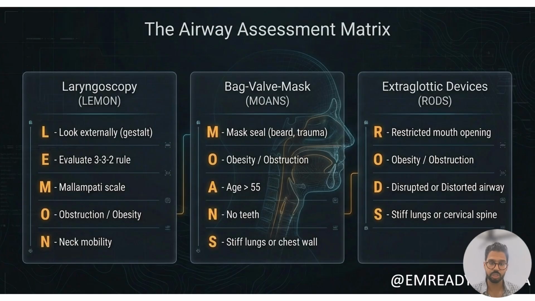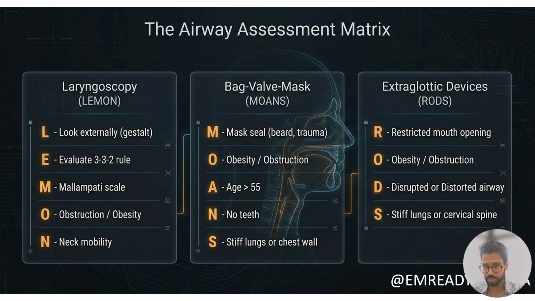So again, laryngoscopy for intubation, we're looking at LEMON: Look externally, Evaluate the 3-3-2 rule, M, Mallampati scale, O, obstruction, obesity, and N, neck mobility. Moving on to BVM, we're looking at MOANS. So mask seal, beard, trauma, obesity, obstruction, age greater than 55. N is the patient not having any teeth, or edentulous, that can have an impact on their bag valve mask ventilation. And finally, S, which is the stiff lung, stiff chest wall, has that restrictive aspect to it, and it prevents effective bag valve mask ventilation.